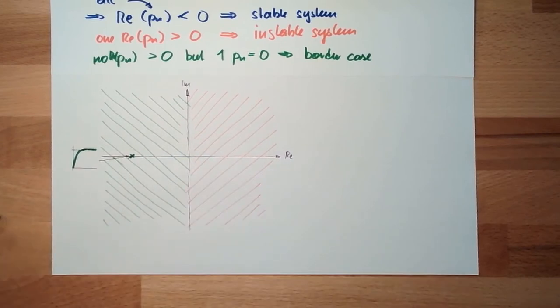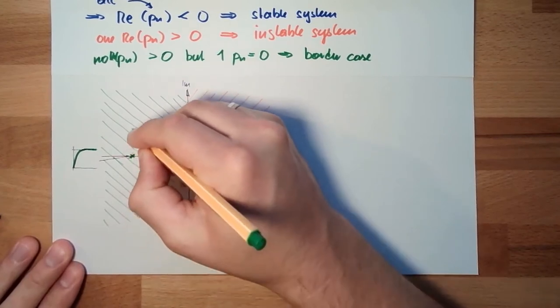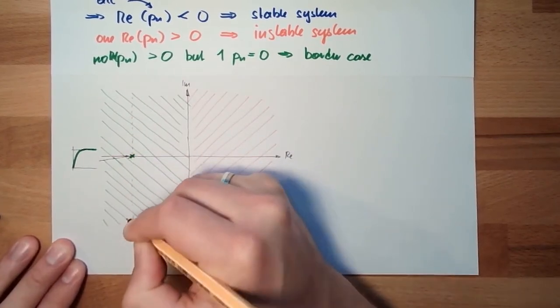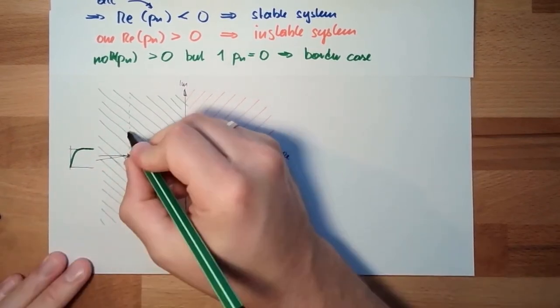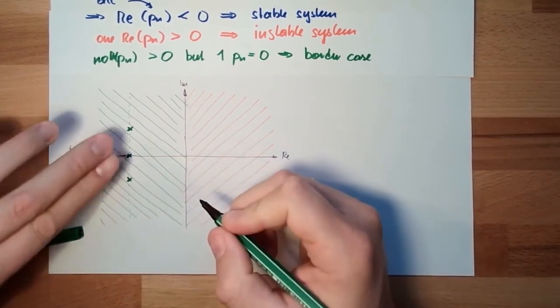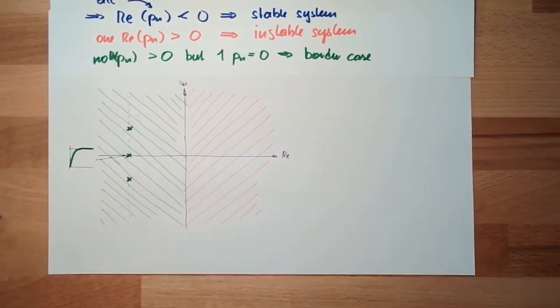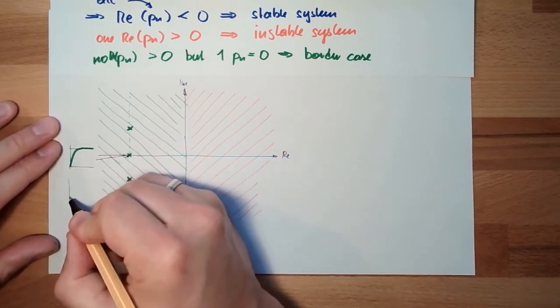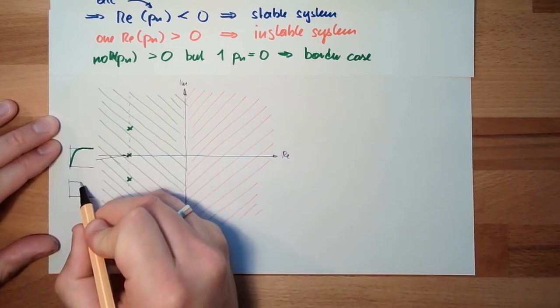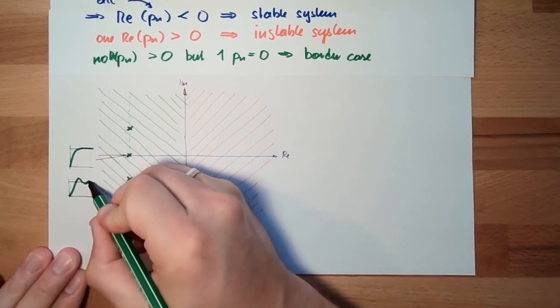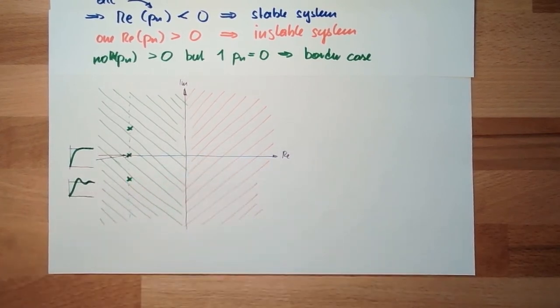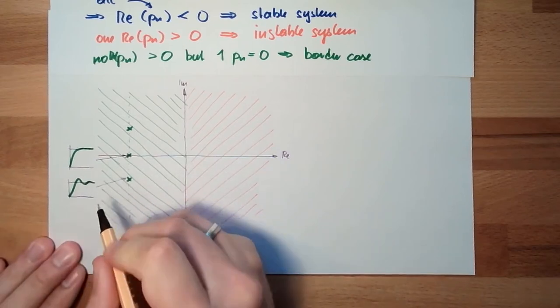If we do have now a pole, it might be a single pole, or poles might be symmetric to the real axis. So it might be here, at the same distance. These poles would actually look like this. There is the new value, and we will reach this new value.